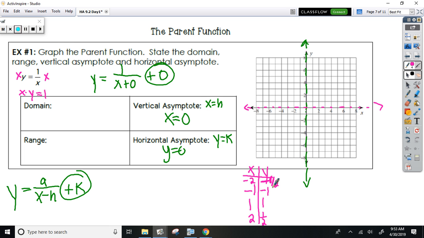And that's pretty much it. I mean, you can come up with more of them if you want, but you really just need a couple points. And again, most of them are just going to have that branch look to them. So let's go ahead and plot those points.